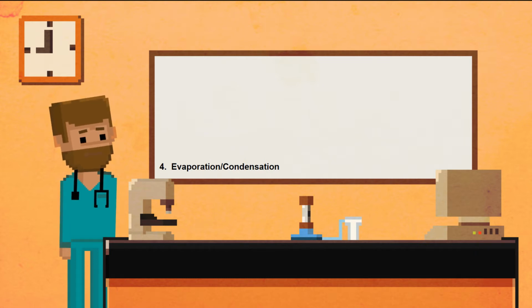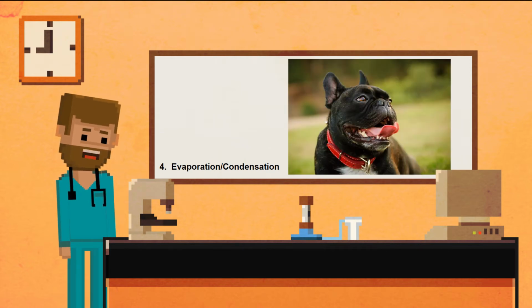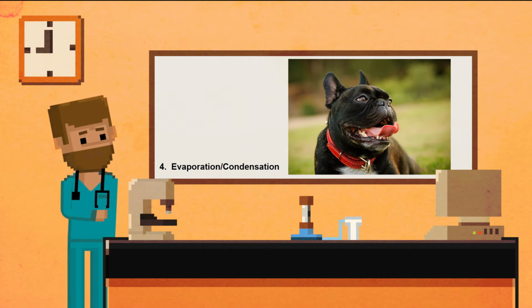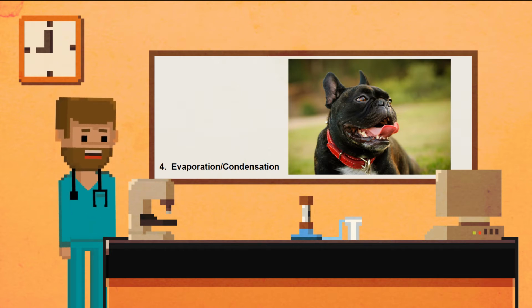So evaporation, a good way to think about how heat transfer happens during evaporation, is when you look at a dog. When it's hot out, they pant. So they stick their tongue out, breathe hard, and the moisture on the tongue turns into water vapor, so it evaporates.